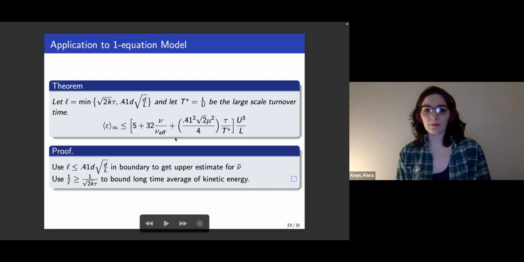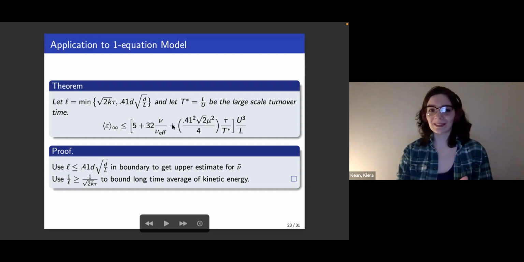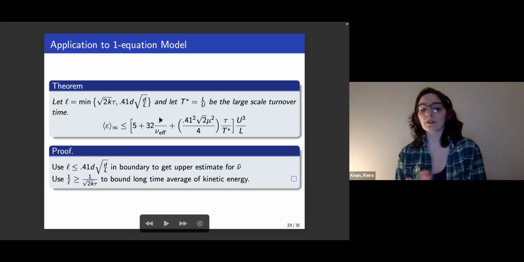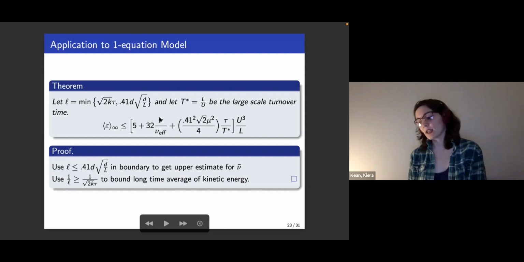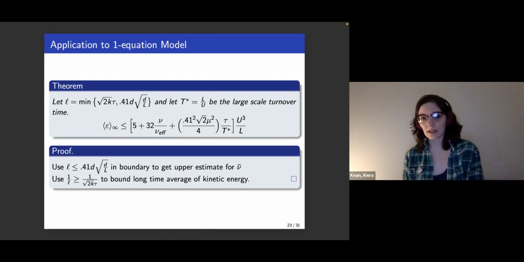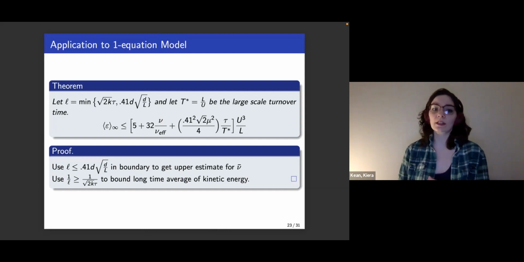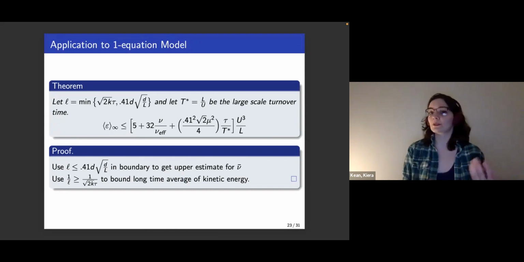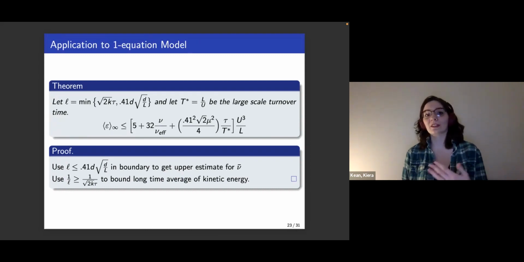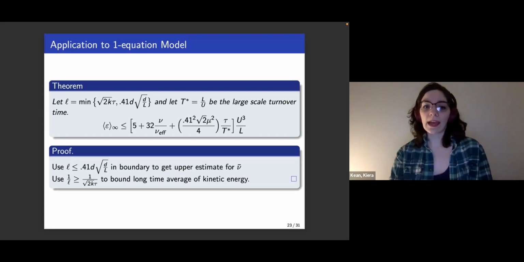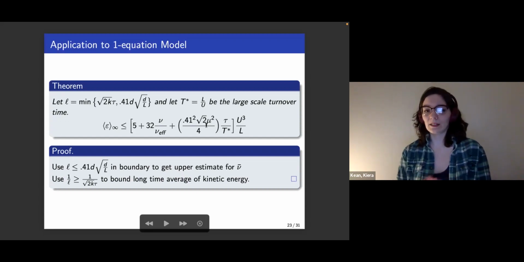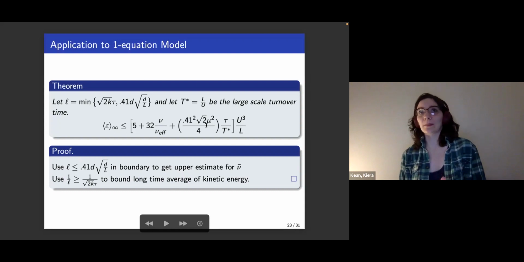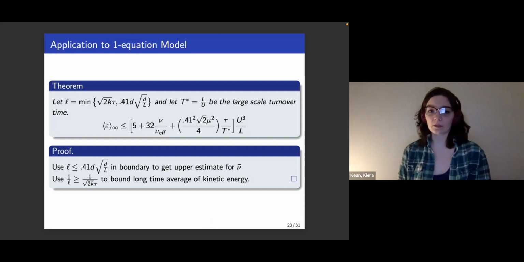It maybe looks a bit of a mess, but nu over nu effective will be less than 1, and in many cases maybe much less than 1, as we would expect that if our effective viscosity was approximately equal to our viscosity, our turbulence model isn't really doing anything. And this is a mess of constants that is about equal to 0.017, so not very large.